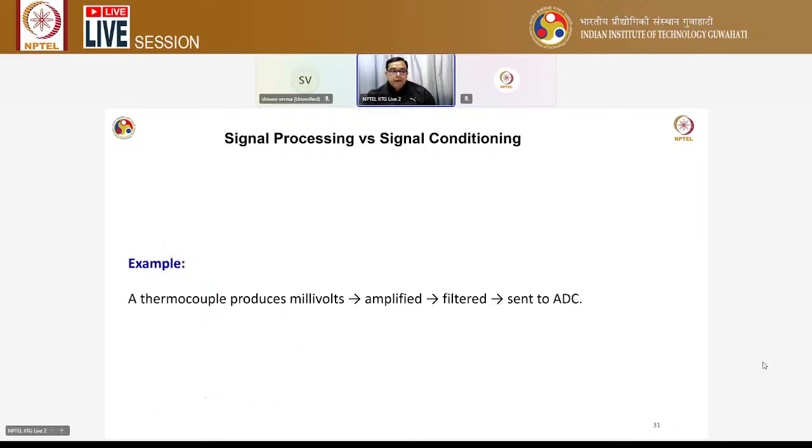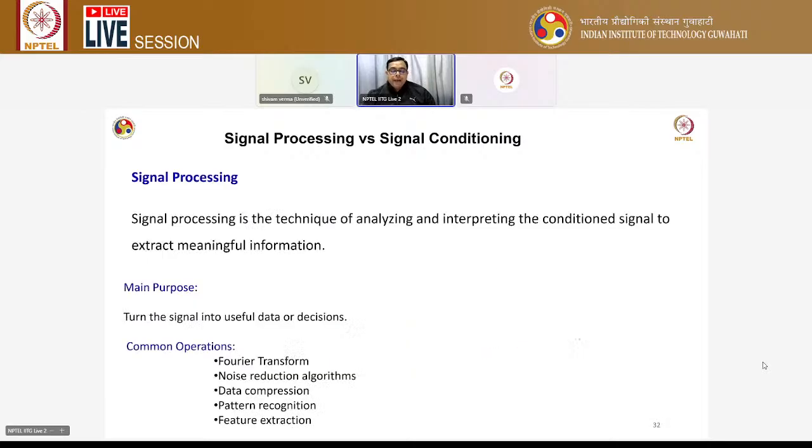However, you can also understand this with a certain example, like a thermocouple produces an output in millivolts. Now it has to be digitized, so it will first be amplified, then it will be filtered for any noise, and then it will be sent to the ADC. So these are the steps involved in signal conditioning, right?